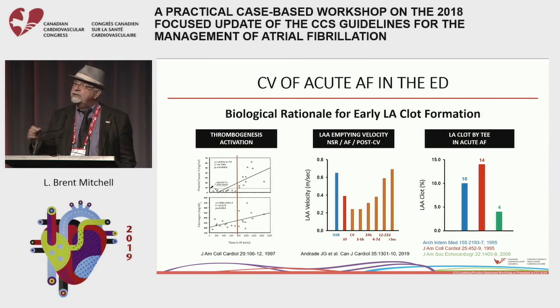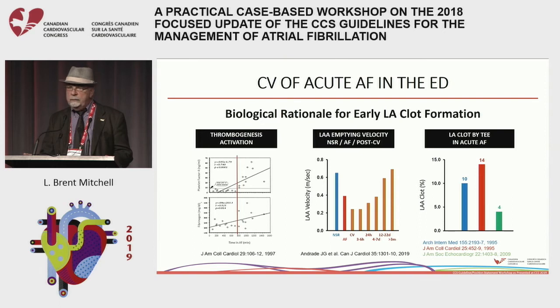coagulation cascade is activated by atrial fibrillation itself within hours, maybe even minutes. The middle column measures left atrial appendage emptying velocity, and we can see in the blue column that it's normal in sinus rhythm. The presence of atrial fibrillation drops it by about a third. The performance of cardioversion, drug or electricity, immediately drops it by another third. So in the immediate post-cardioversion period, the emptying velocity of the left atrial appendage actually drops further and then doesn't recover for a period of time.